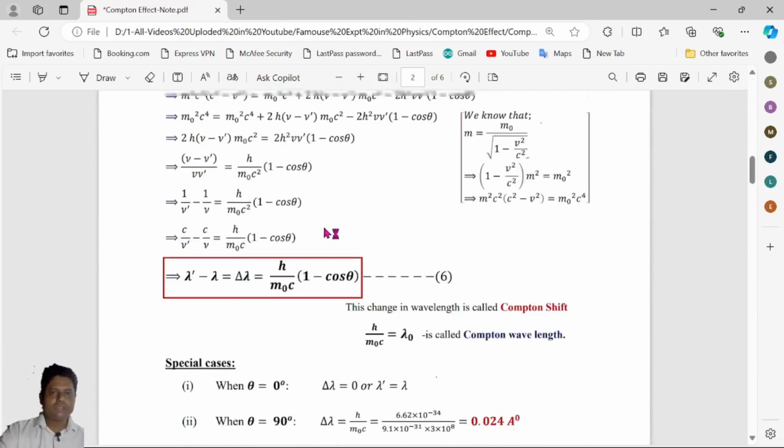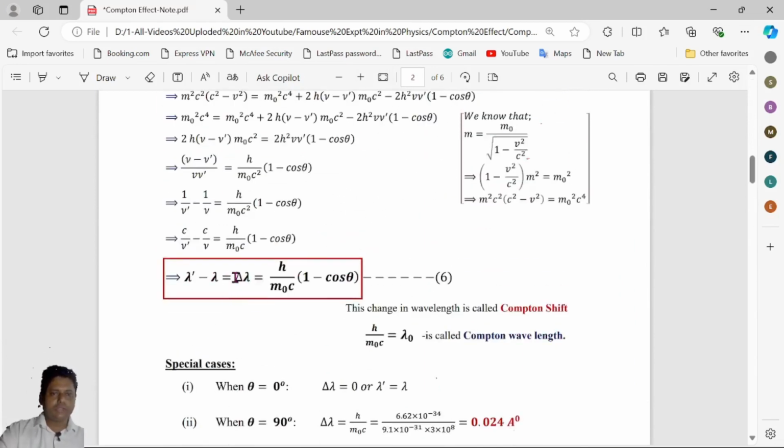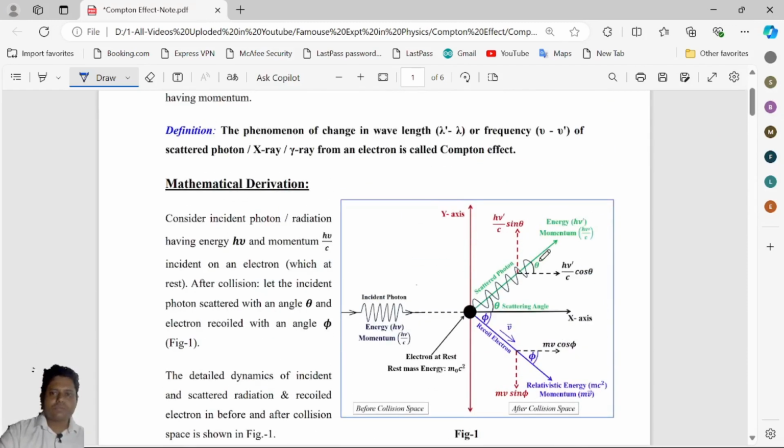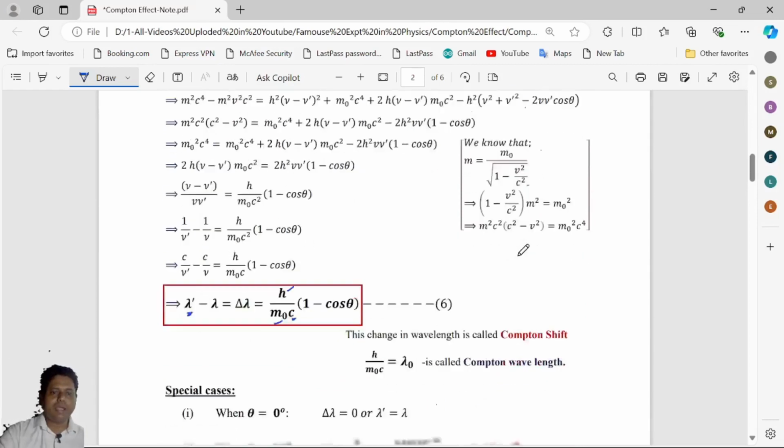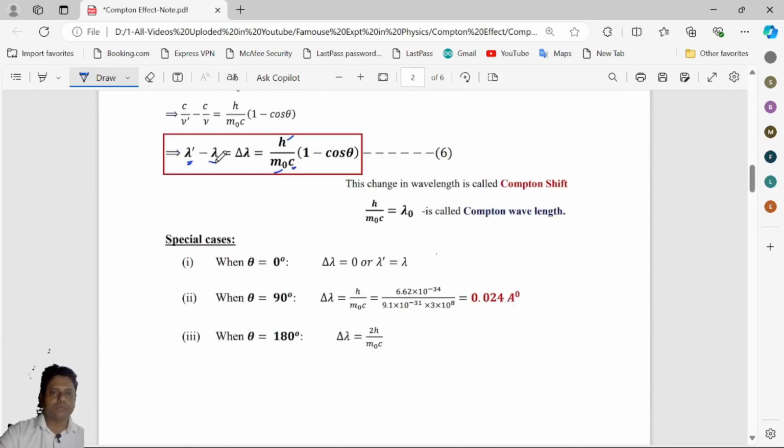we found the change in wavelength, that is del lambda or lambda dash minus lambda, equal to h by m0c into 1 minus cos theta. And here h is the Planck constant, m0 is the rest mass of the electron, and c is the speed of light. Lambda dash is the wavelength of the scattered photon, and lambda is the wavelength of the incident photon.